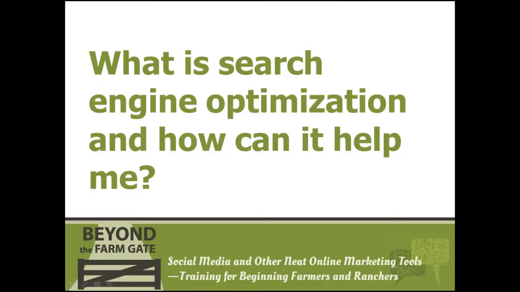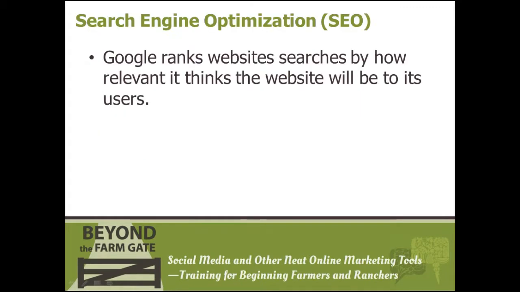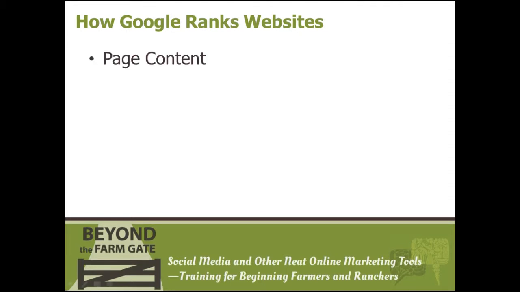The next question we will address is, what is search engine optimization? Known as SEO, search engine optimization is the term given to optimizing your website's rank among Google's search engine. Google ranks websites by how relevant it thinks the website will be to the person doing the searching. Google does this by looking at page content, specifically at keywords or key phrases.